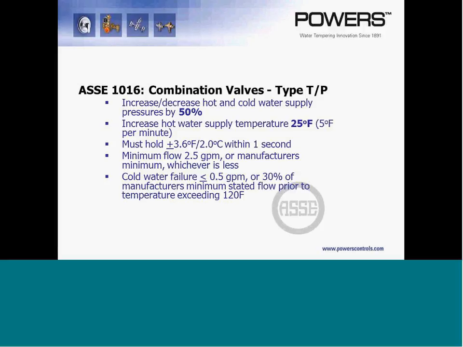Now this must hold plus or minus 3.6 within a second, or virtually immediately, similar to a type P valve. So this would probably be considered the highest standard or level of protection that's available. These valves typically cost a little more, but they make the adjustment for temperature and pressure, and take the pressure piece to a higher level. Again, the minimum flow requirements are the same, as well as the cold water failure requirements. So this is for individual shower and tub shower combination products.